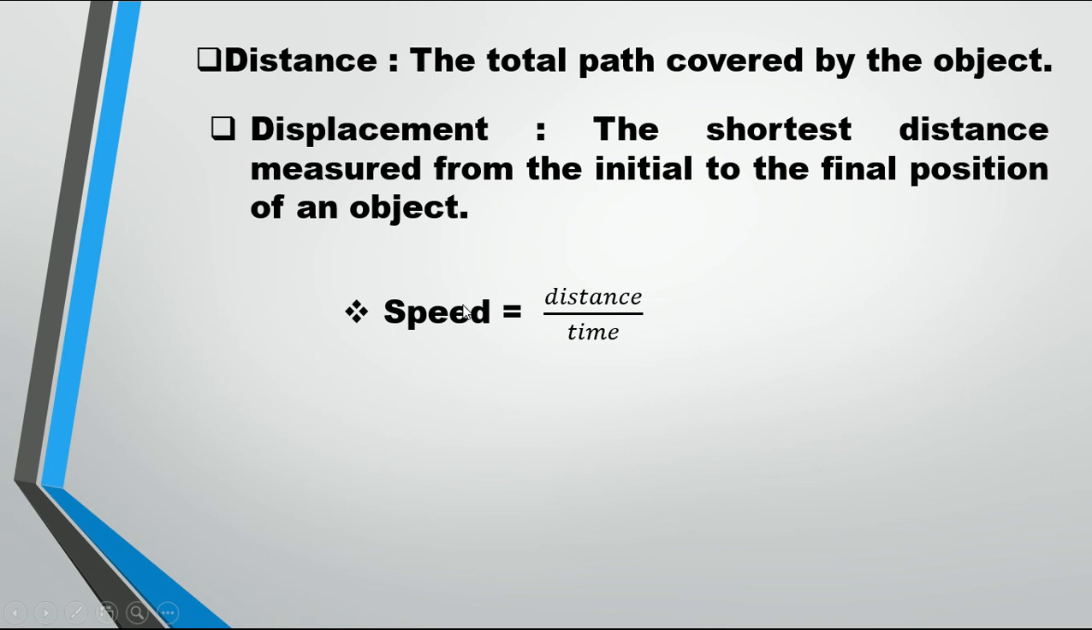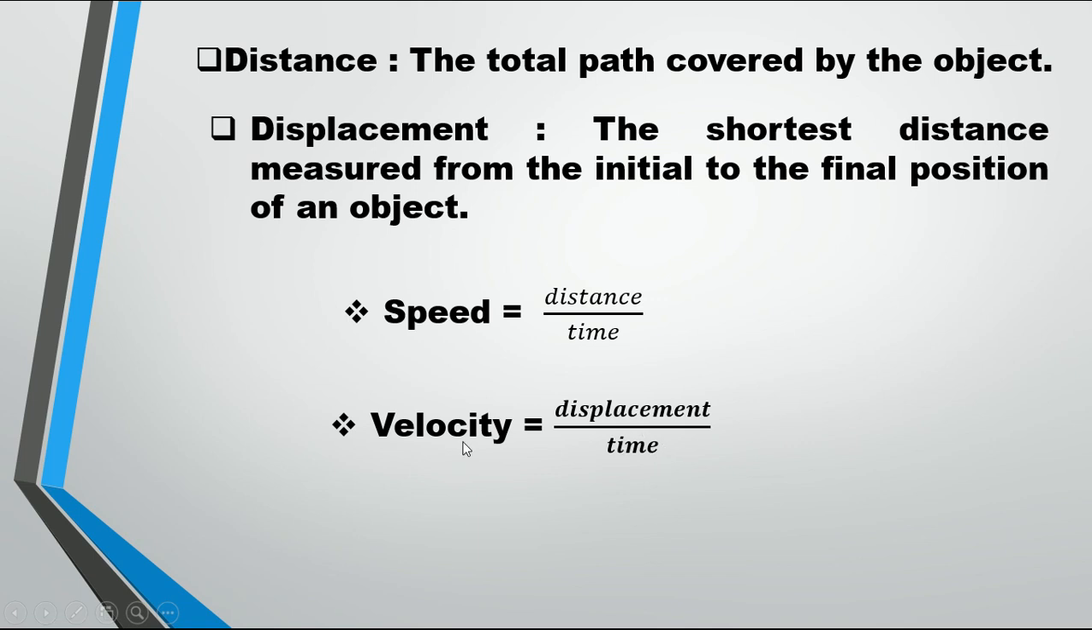Yes, rate of change of distance, or speed, is equal to distance divided by time. That is known as speed. Then another term, that is velocity. What was velocity? Rate of change of displacement, or velocity is equal to displacement divided by time. That is known as velocity.